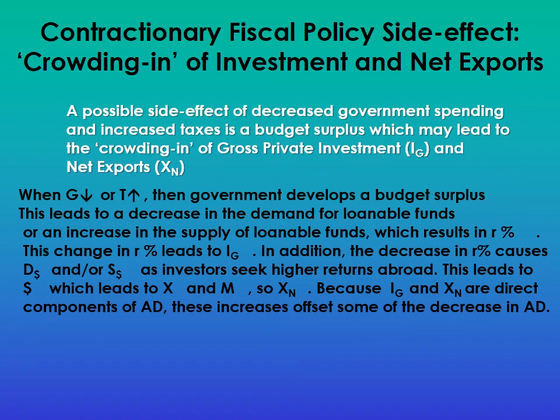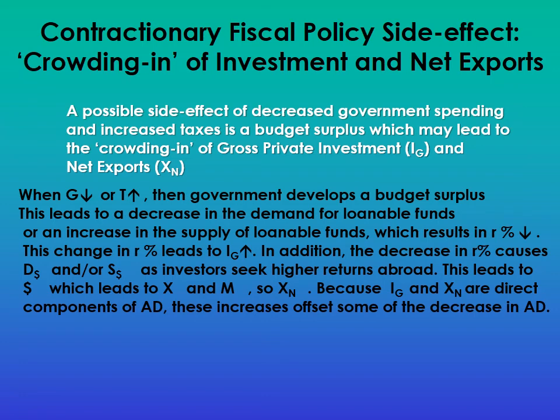This leads to a decrease in the demand for loanable funds, right? So the decreased demand for loanable funds and an increase in the supply of loanable funds results in a drop in the real interest rate. Interest goes down. This change in the interest rate leads to an increase in business investment. So businesses are going to go out, they're going to build new factories, they're going to hire people, create jobs.